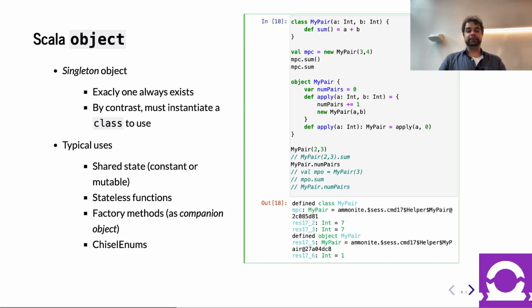Cool. So what else are objects good for? Well, in this case, we're using objects for factory methods. That's one thing they're good for. They're also good places to put stateless functions. So sometimes you want to have a function that's not associated with a class, doesn't need any internal state. It's a pure function. You need some place to put it.